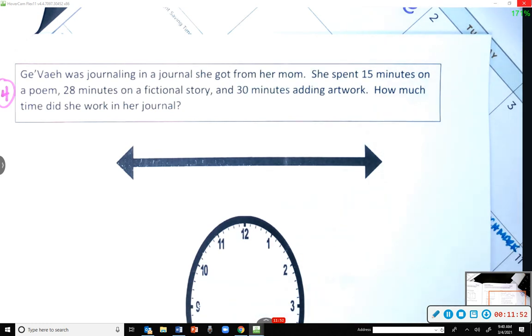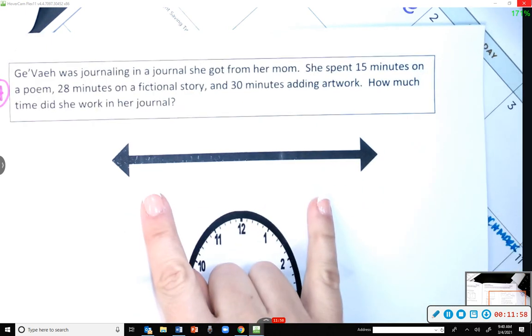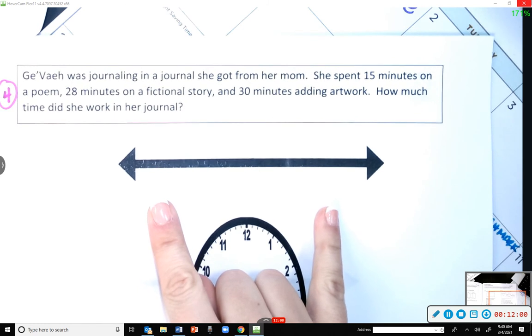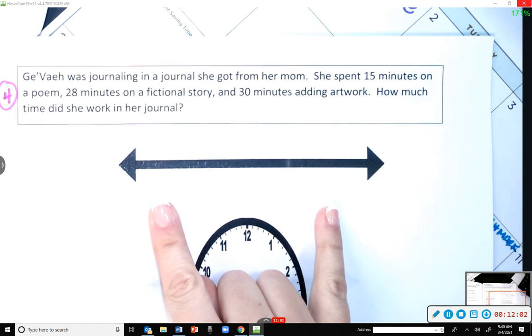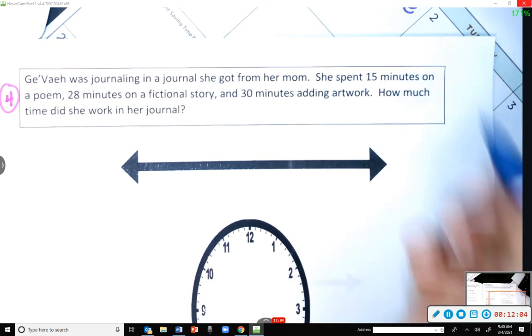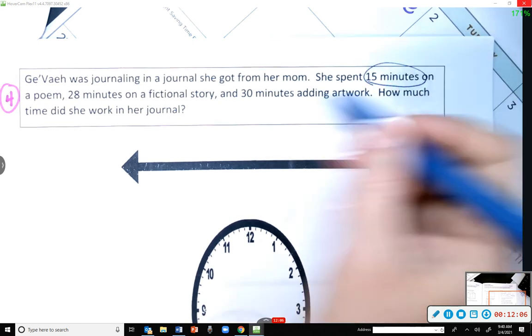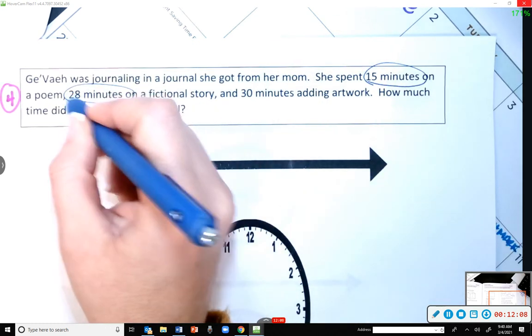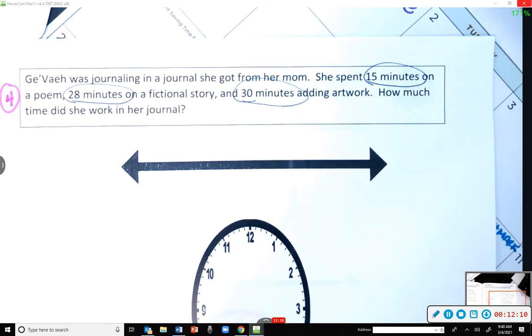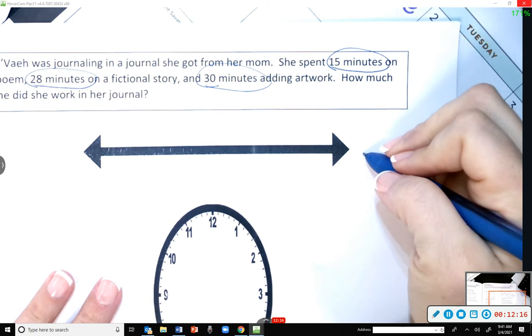Okay. Do we need to know a start and end time on our number line? Yes. Did they give us a start and end time? No. No. So all they did was give us how many minutes? 15, 28, and 30. So what could I do? Add them. Just add them up. So let's add them up over to the side.